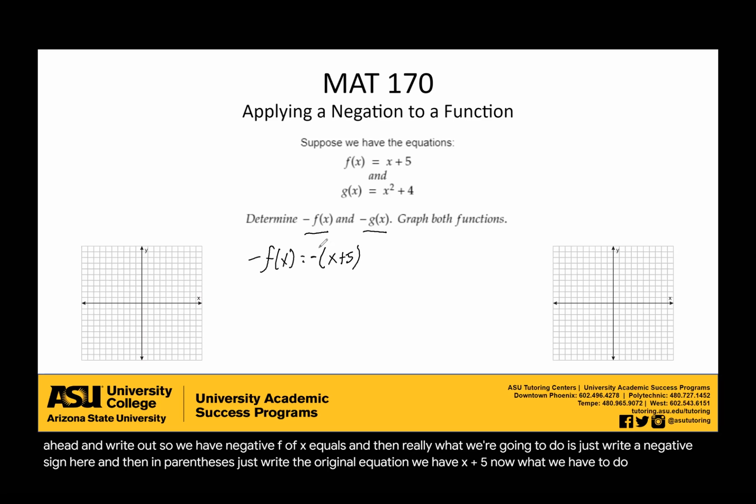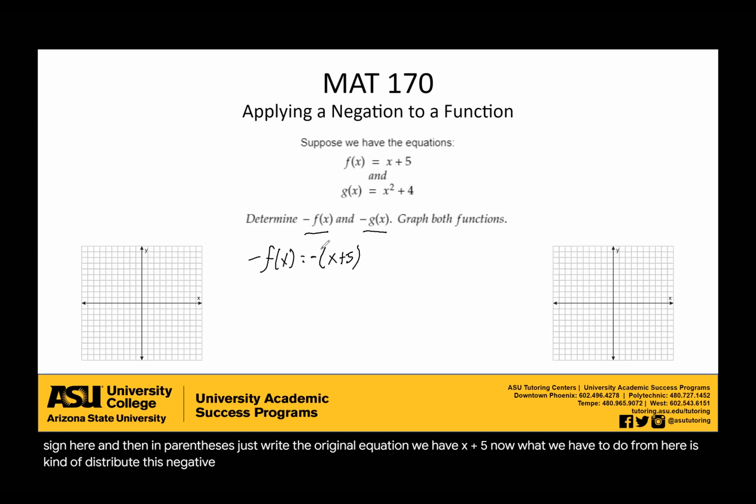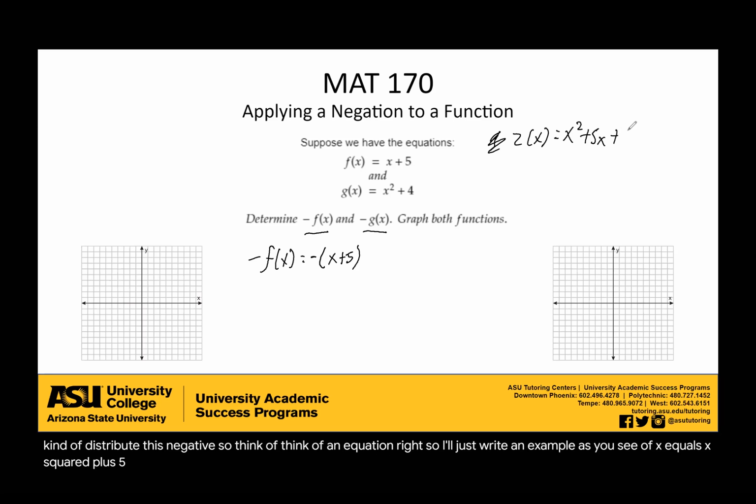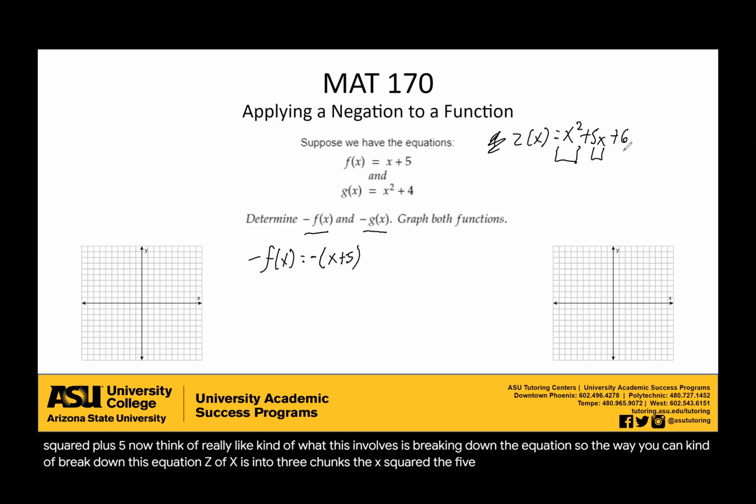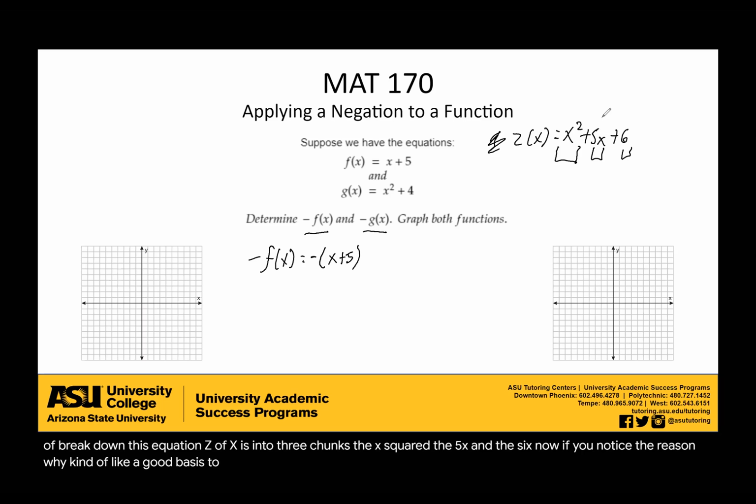Now, what we have to do from here is distribute this negative. So think of an equation, right? I'll just write an example, z of x equals x squared plus 5x plus 6. Now, what this involves is breaking down the equation. The way you can break down this equation, z of x, is into three chunks: the x squared, the 5x, and the 6. The reason a good basis to split up your equation is to look at either the plus signs here or if there's a minus sign in the equation.